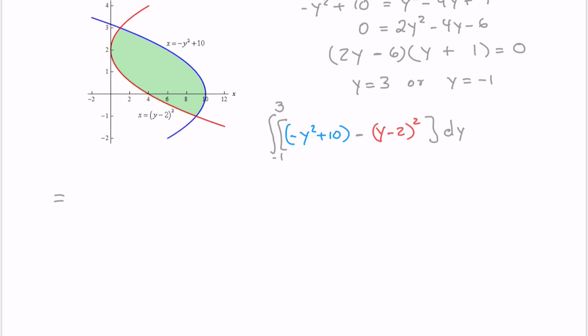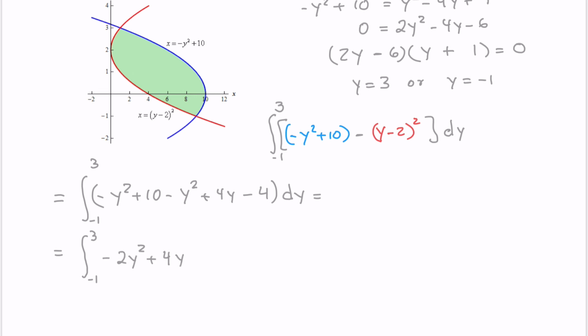So let's do the integral here. Well, this integral is really polynomials, so it's not a big deal. It's -y squared plus 10 minus y squared plus 4y minus 4, right? I'm just checking not to make a mistake. -y squared plus 4, okay, dy. Now combine, work vertically here. Combine: -2y squared plus 4y plus 6 dy.